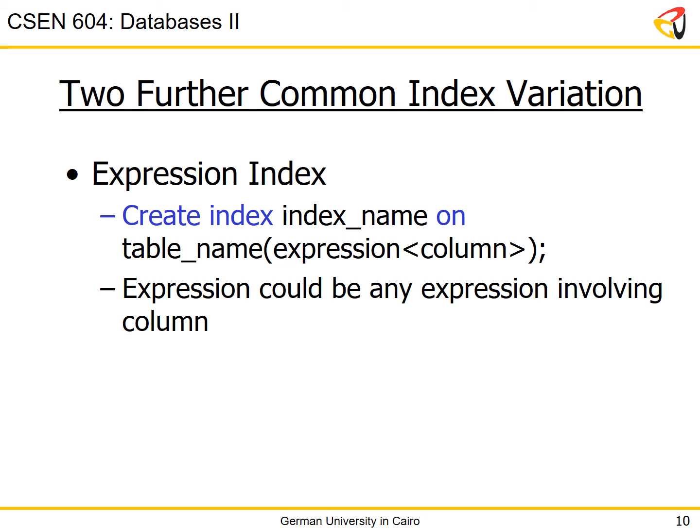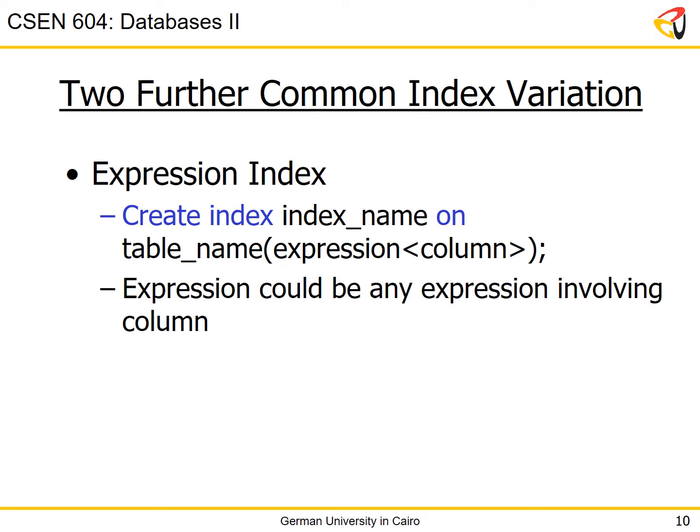So that's one type of variation, or a different way to create indices. Let's look at another type. This is called expression index. This is the second variation of indices. By the way, these are not new data structures. These are not new indices. It's just a different way to work with indices, if you like. Okay? Now, this is called an expression index. This is how you write it.